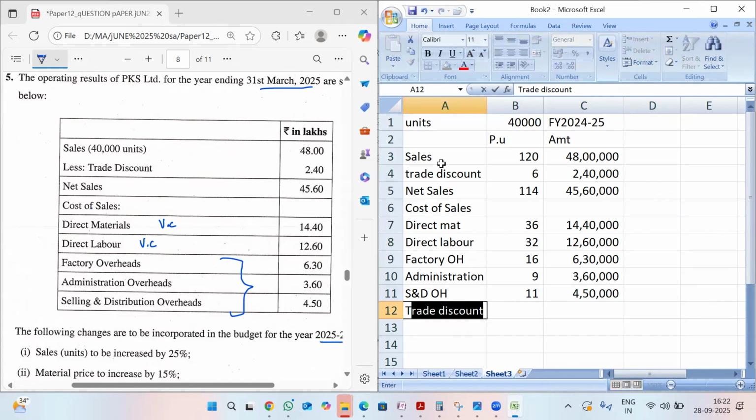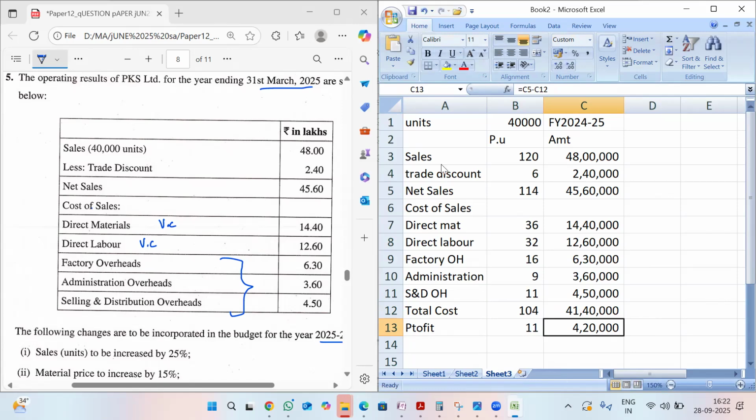So my total cost will be 104 rupees per unit and 41 lakh 40,000. So my existing profit is 114 minus 104. That is 11 rupees per unit. So this is my net profit. Fine. Now let's move on to financial year 25-26.